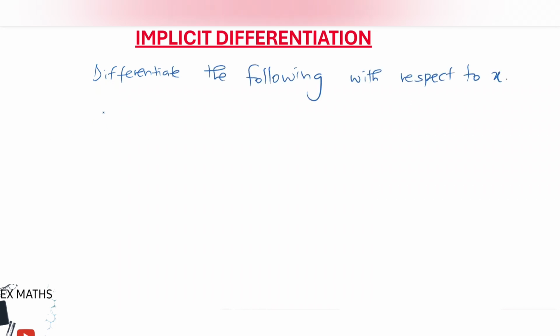But before getting into implicit differentiation, let us see the general rule of differentiating functions. Let me give an example, which states: differentiate the following with respect to x. When it's with respect to x, it means we need to find dy dx. Let us have example 1, x squared. To differentiate this one, we find d dx of x squared. This is going to give us 2x.